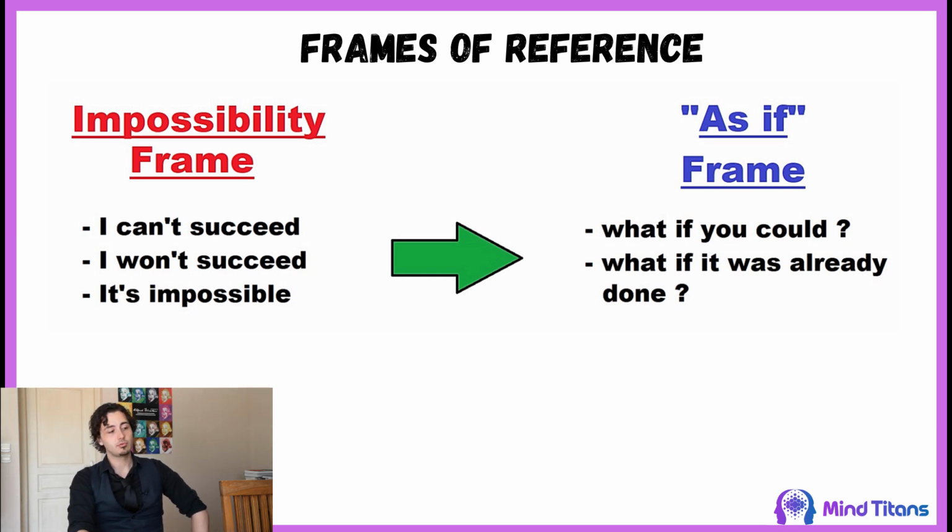And the classical frame to get out of this is the as-if frame, which is an echo to the meta model. We will get back to this in the third part, the meta model, where you want to point people toward the future of what if there was a solution, what if there was a way out of it. So what if you could? What if it was already done? If you had already found a solution?